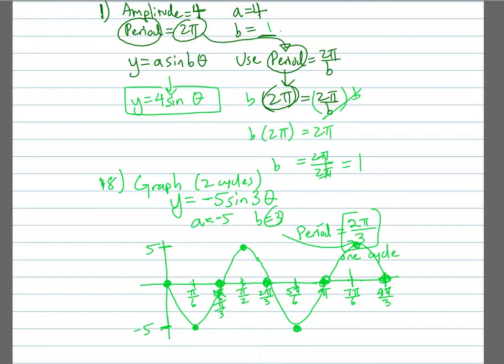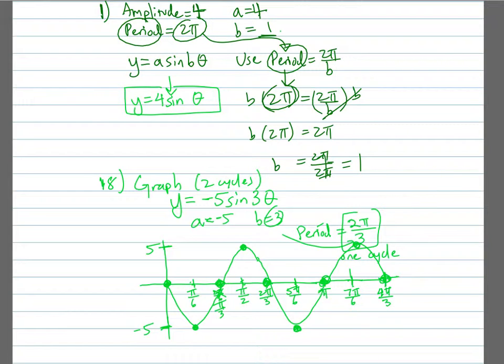Okay, so then we just multiply both sides by B. So we get B times 2 pi equals 2 pi. We divide both sides by 2 pi. So 2 pi over 2 pi, what is B going to equal here? Yeah, and that makes sense because if you look at the graph, remember, this is just a normal graph. It's not going faster or slower. The period is just 2 pi.